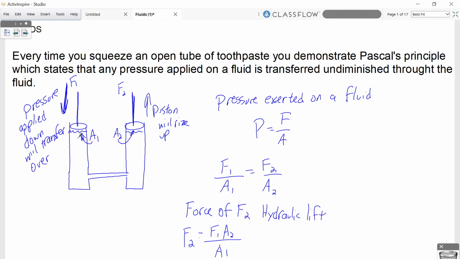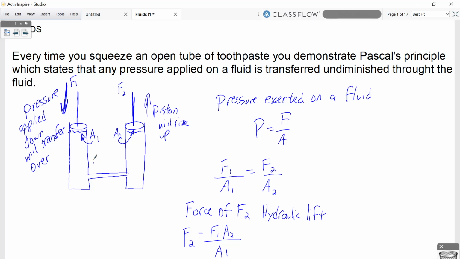So in other words, here you have a container and there's a certain area. Let's say these two containers are connected and you're applying a force downward. Okay, your pressure is applied downward and it will obviously transfer over this way. As this is being pressed down, this is going to rise up. The liquid will rise up. So the formula that we're using is pressure equals force divided by the area.